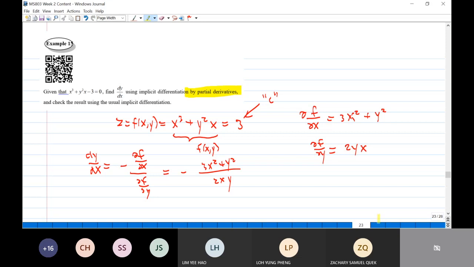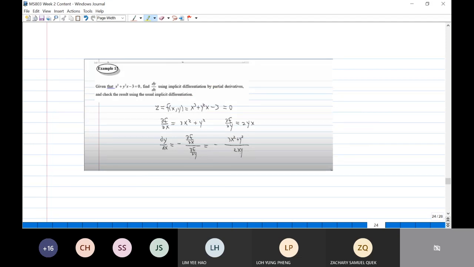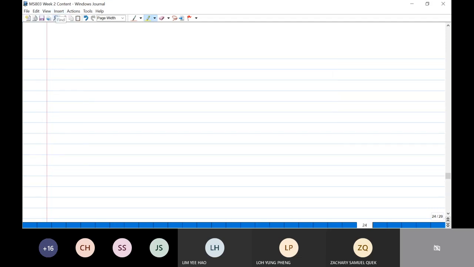Okay, so I move on to show you how to use implicit differentiation the usual way. This is the method that A math students, O level students, usually want to do. So x cubed plus y squared x minus 3 equals 0. What you do is differentiate everything with respect to x first.